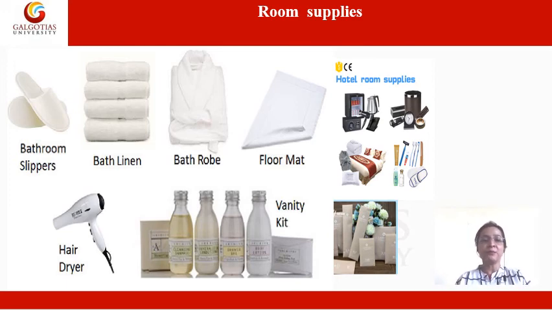Here you can see in the picture there is a bathroom slipper, bath linen, bathrobe, floor mat, vanity kit, hair dryer, and going further you can see various items: toothbrushes, razor, tube, moisturizer, shampoo, conditioner, shower cap, vanity bag, and a long mirror. So these items are commonly found in a hotel guest room.